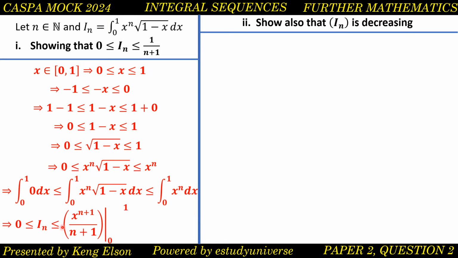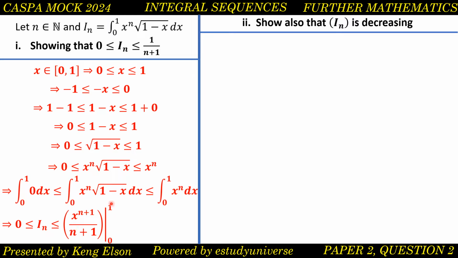The lower bound of the integral will give us 0. The middle is going to give us I of n. That's the definition of I of n from the beginning. And the upper bound of the inequality will give us, if you integrate x to the n, we just have to use the power rule where we add 1 to the power and we divide it by the power plus 1, from 0 to 1.